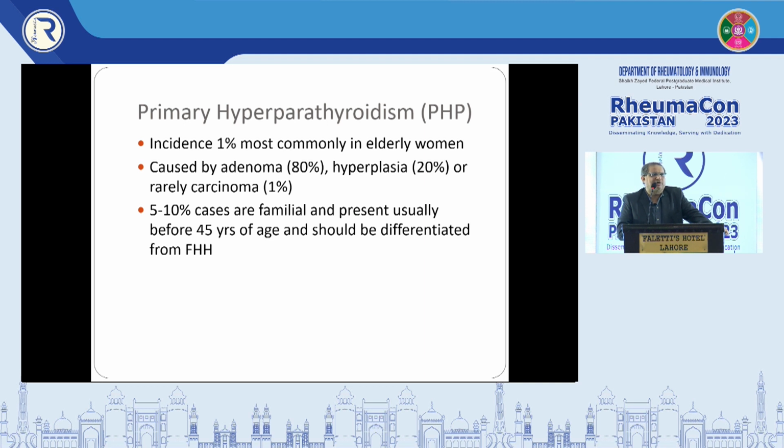Just a brief slide about primary hyperparathyroidism. It's not uncommon. About 1% of elderly women have primary hyperparathyroidism. It is usually due to adenoma, sometimes due to hyperplasia, and very rarely due to carcinoma. It's usually common in the fifth or sixth decade. So in elderly patients especially, do order serum calcium if the patient presents with aches and pains or the symptoms of hypercalcemia before giving calcium replacement. The message is, before replacing calcium and vitamin D, especially in elderly females, do check the calcium levels, because osteoporosis usually does not cause aches and pains, but hypercalcemia does.